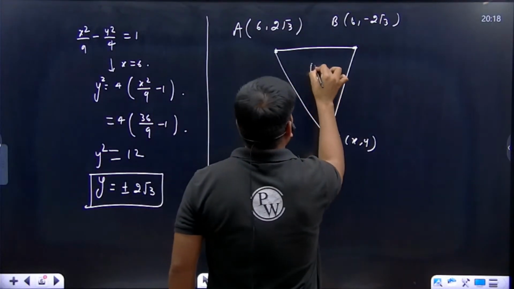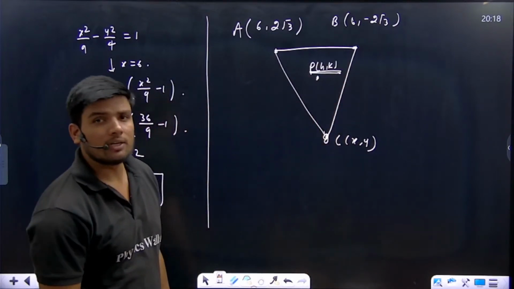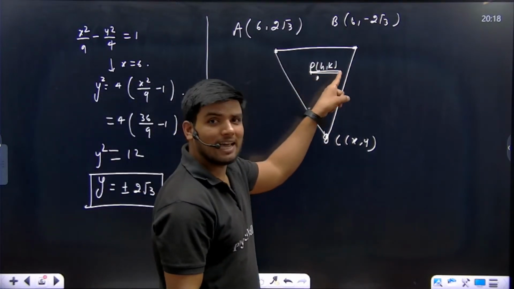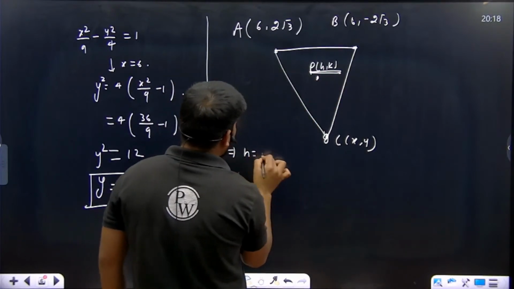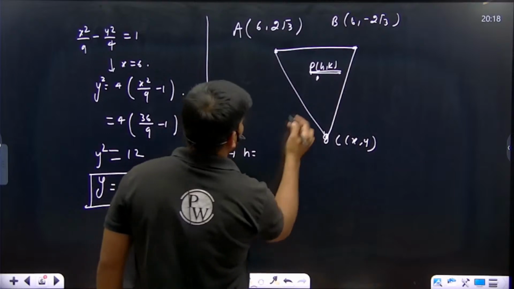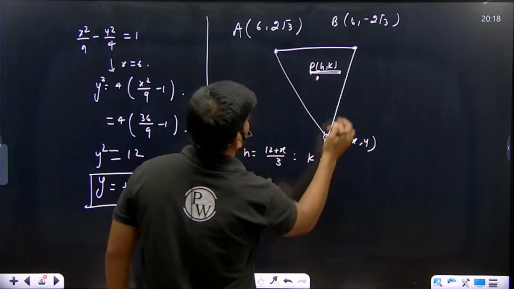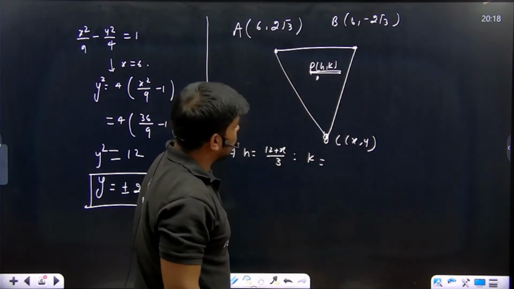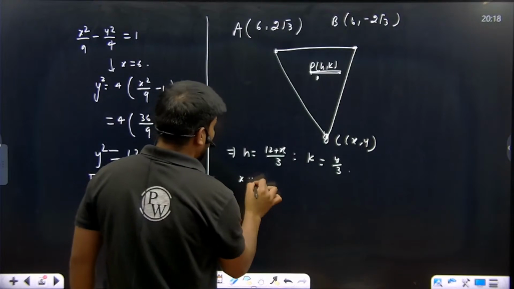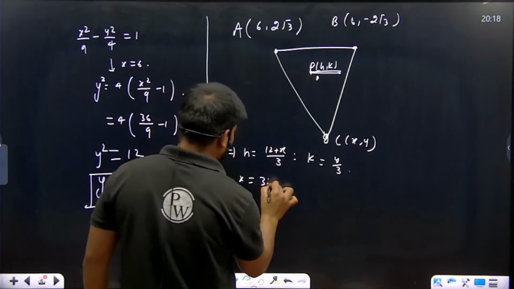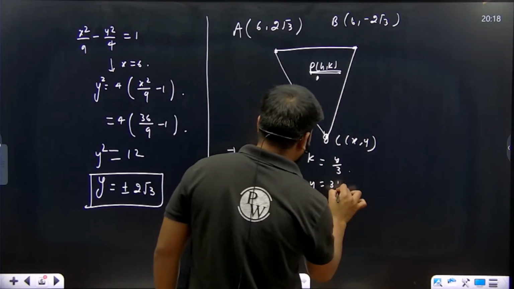Now we have to determine the locus of point P. So we assumed it as (h, k). So from here we can write h is equals to (6 plus 6 plus x) by 3, that is 12 plus x by 3, and k is equals to (2 root 3 minus 2 root 3 plus y) by 3, that is 0 plus y by 3. So the value of x will be 3h minus 12 and the value of y will be 3k.